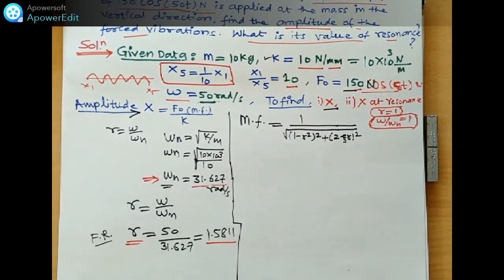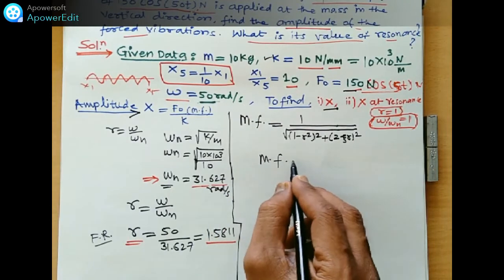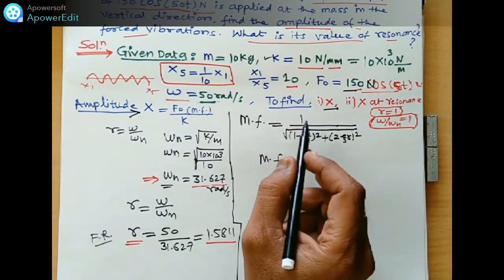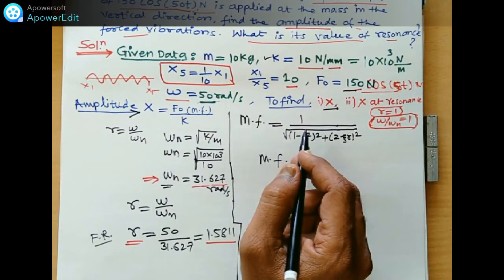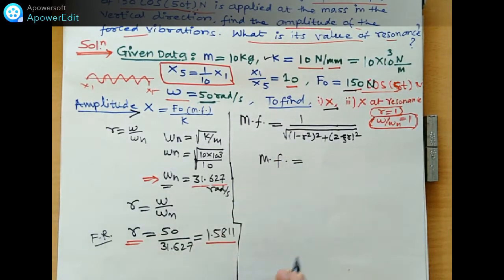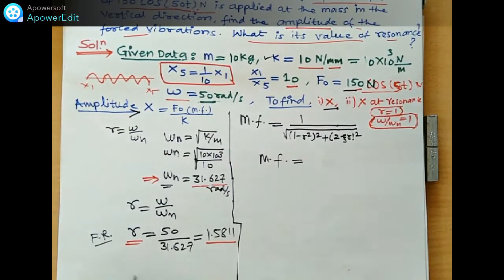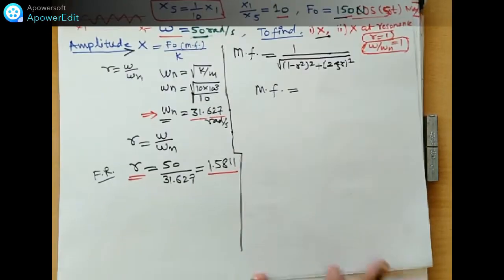0.5811, and this is dimensionless. So we can find out MF by using this frequency ratio, and zeta we know. What is the value of zeta? It is given in the numerical. If the value of zeta is not given, how do we find it? By using this relationship, I will show you, or by using delta.